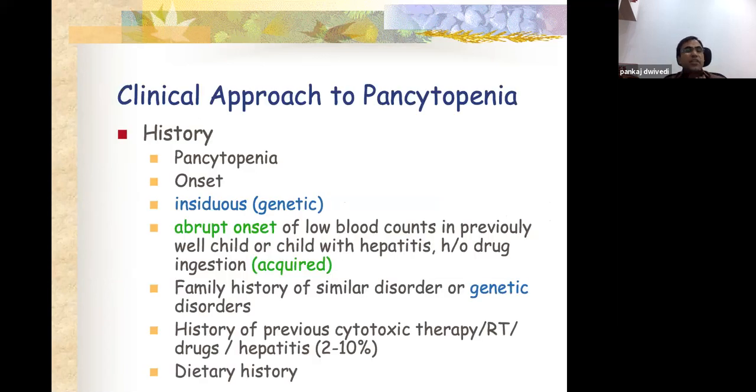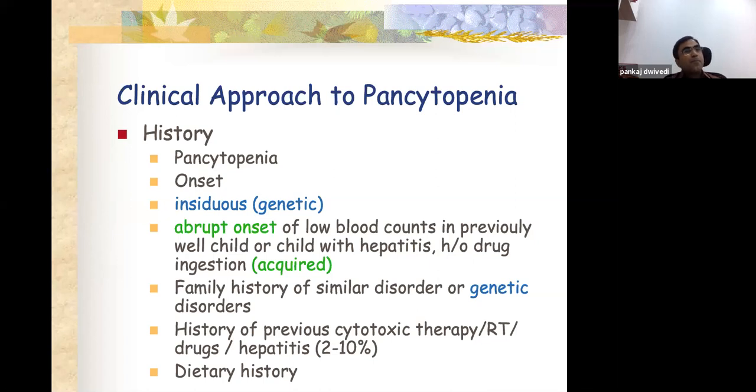Now, this is a little bit of theory. Now we will go to the practical approach: what you should do in your clinic when you are dealing with pancytopenia. As a whole, what you are expected to do. You have to take a good history. For example, dietary history is important. Family history is important because it will tell you the genetic causes, or point at least to the genetic causes.